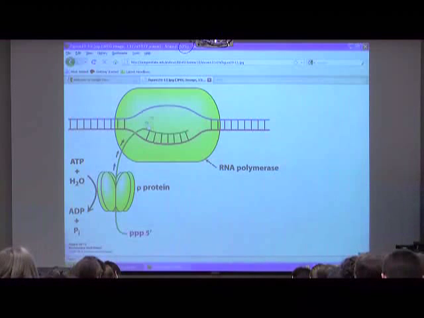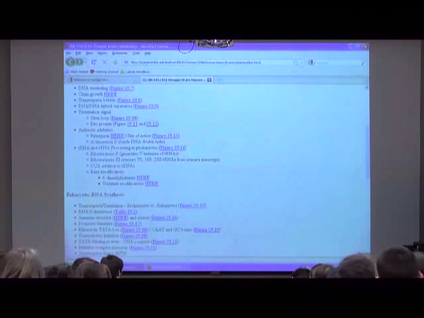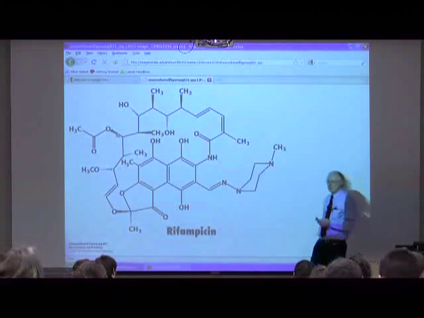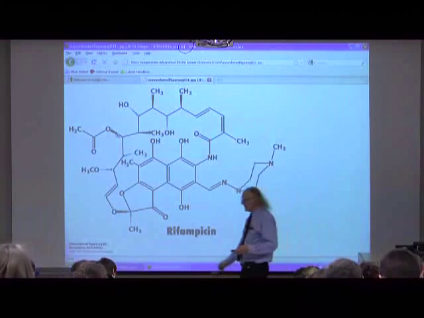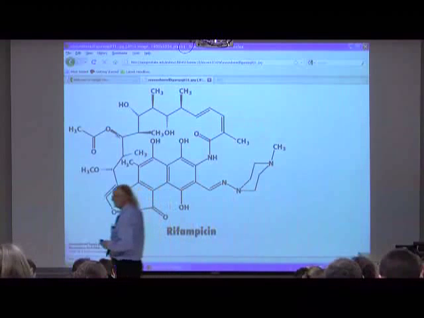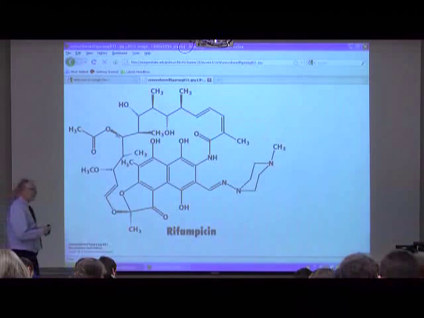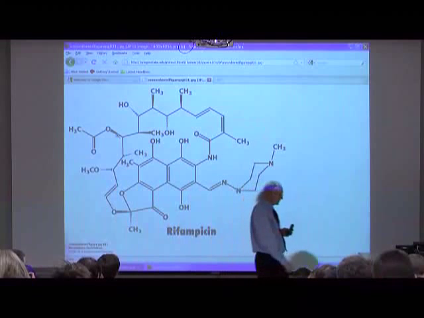So that's termination. So factor dependent and factor independent. This is the factor dependent mechanism. When we talk about inhibition of transcription, there's two different mechanisms I want to describe to you. Inhibition of transcription is useful because if we inhibit transcription, we basically kill a cell. Cell needs RNA to make protein, needs protein to stay alive.